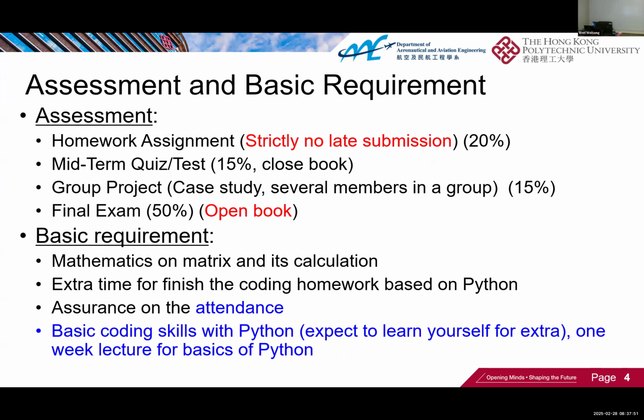The midterm quiz test is 15%. For the group project, roughly we have 14 students, so maybe each of you needs to make a presentation. The final exam is going to be open book. The open-book exam has general questions and some calculations.